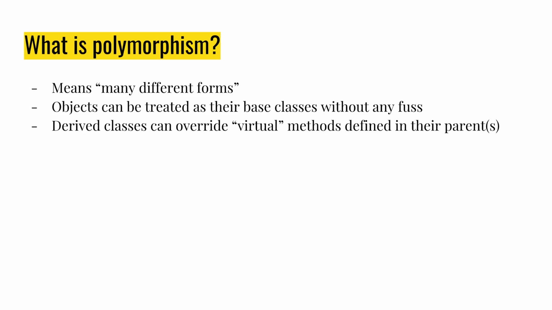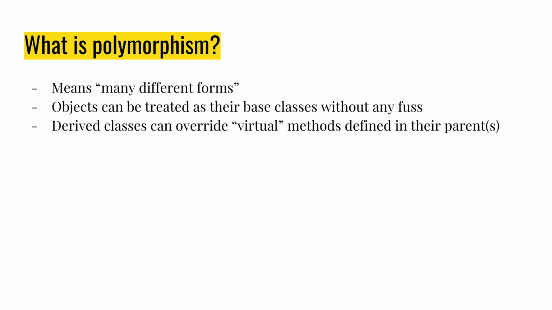So like we had the character class and then we had the Nicholas class. Well, our Nicholas class was treated as a character class without any fuss. Very simple, it was a character class. That is the base of polymorphism right there. And it also means derived classes can override virtual methods defined in their parents.